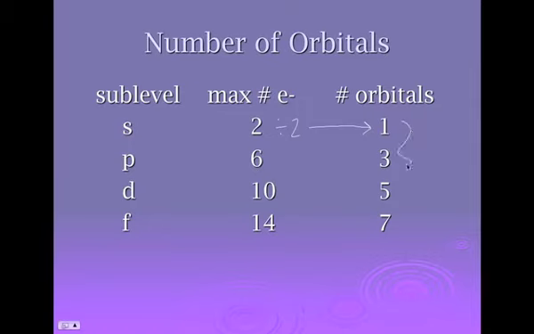And you notice here's a nice little pattern of odds. So when that mythical G sublevel decides to grace us with its presence, it'll have 9 orbitals and the possibility of holding 18 electrons. Now, granted, G's don't exist yet because we don't need them.